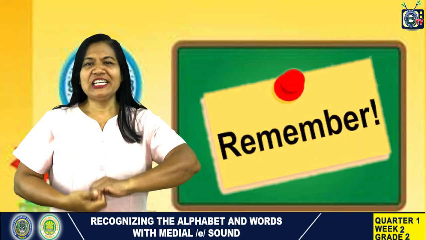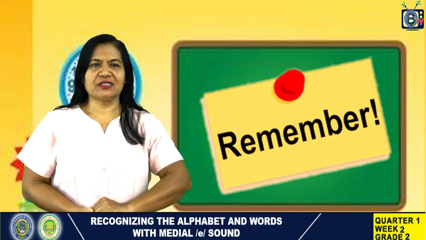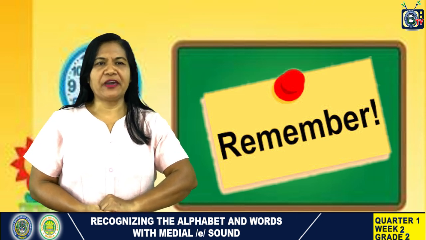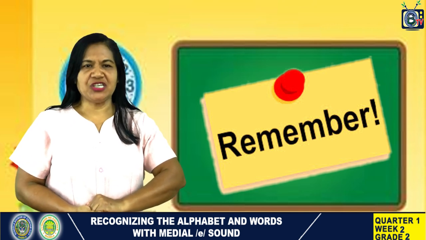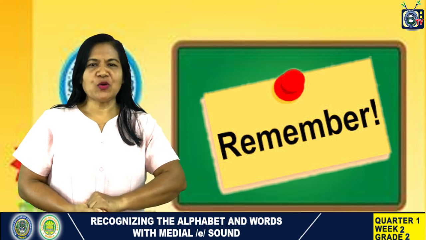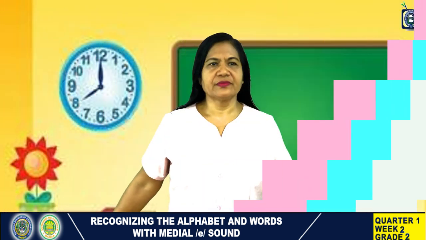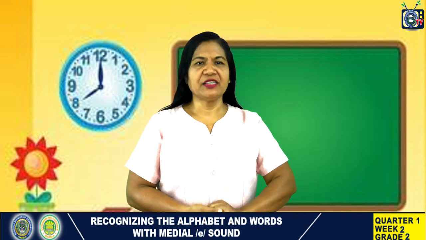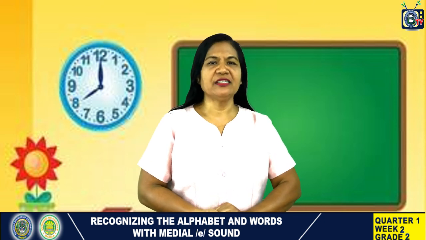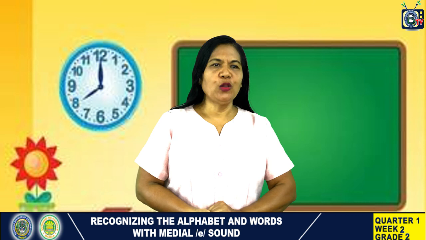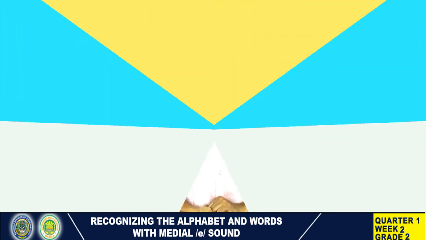Remember, children, the English alphabet has 26 letters, while the Filipino alphabet has 28 letters. There are 2 letters in the Filipino alphabet that are not present in the English alphabet, and these are ñ and ng. Also, we have learned in this lesson some words having medial e. You are given independent activities which you will accomplish. Keep all your activity sheets intact, and I will be collecting these from you on Friday. Also, always keep your learning materials in a safe place, for you will need them in your succeeding lessons.